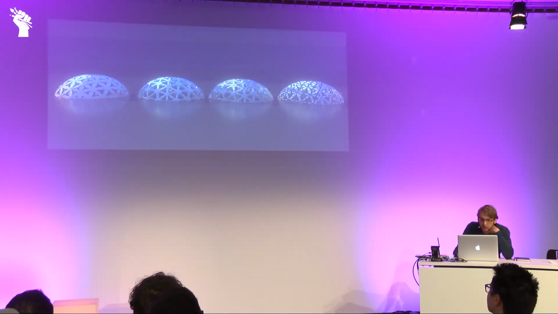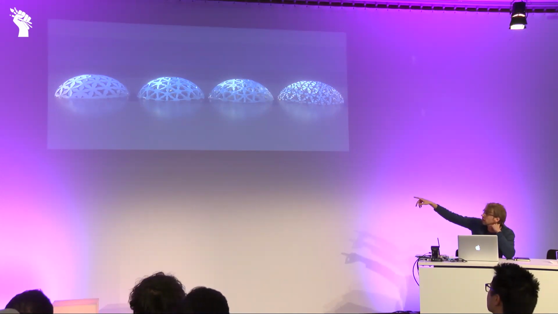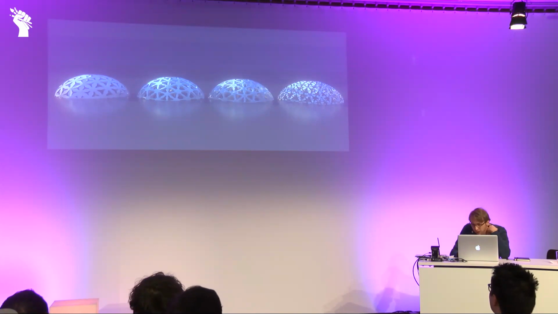So here's some iterations of that same sphere. The one on the left is without subdivision surface. Then that one is a bit more organic. And then I did the polygon thing, and then I did something weird that I forgot what it was.